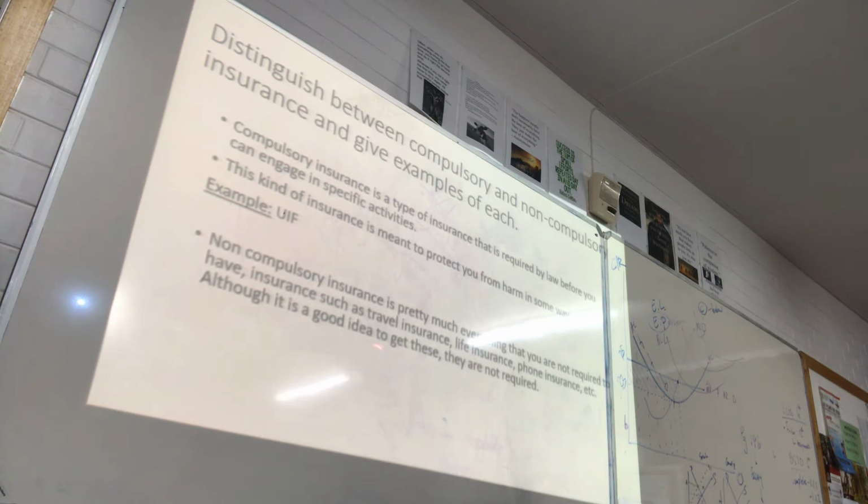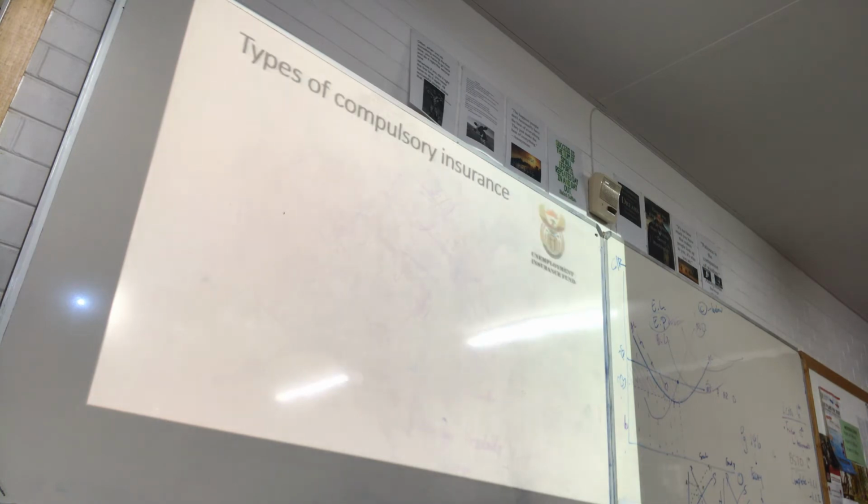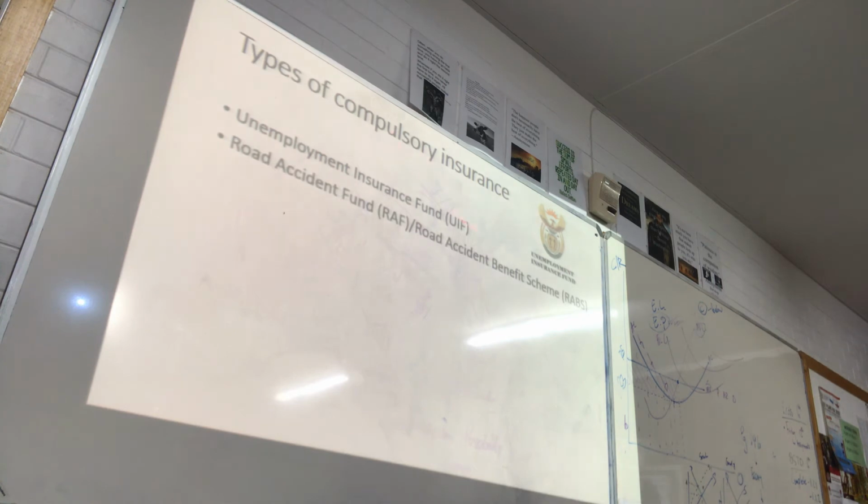So although it's a good idea to get these, they are not required. Non-compulsory basically means voluntary, while compulsory means it is required. Are we all happy with this? Okay, so that's basically it. So types of insurance, I said the Unemployment Insurance Fund. These are compulsory insurances. The Road Accident Fund is also a compulsory insurance.